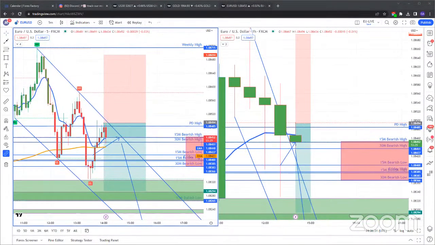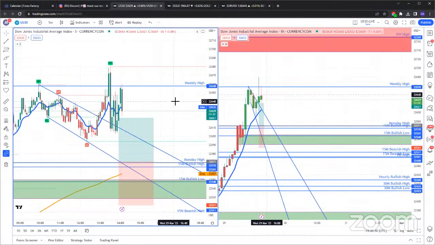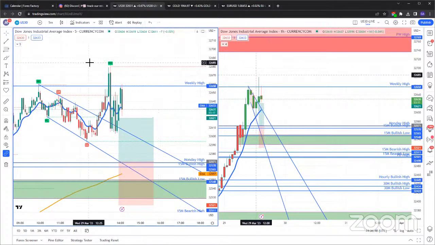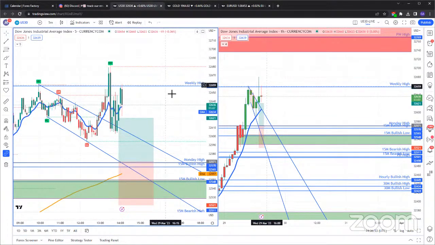Does anybody have any specific question? Because right now it's mostly just a waiting game. What's the longest you've ever seen a pair trend before it comes back and retests the 9 EMA? Okay. What's the longest I've seen a pair trend?